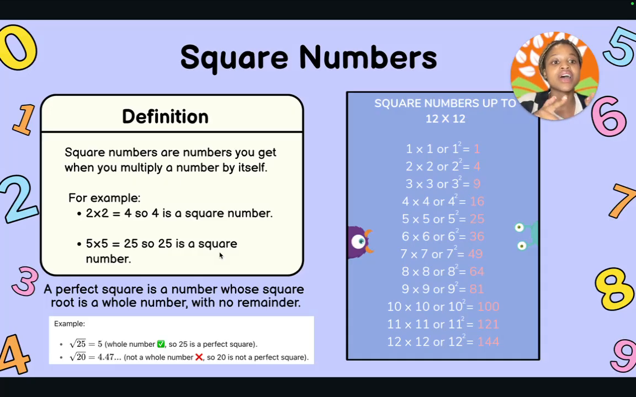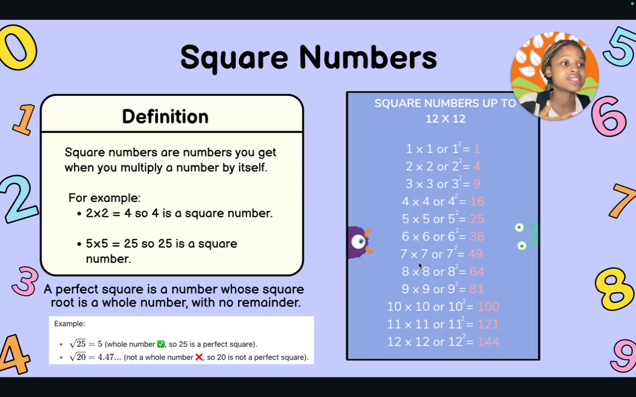So if I want to find the square root of 25, it's going to give me 5. The square root of 4 is going to give me 2. So if I basically have a square root of that number, I'm going to get a whole number that's not a remainder. So that's how you know if a number is a square number. This is important because when we're working with difference of two squares, we're working with square numbers, okay?